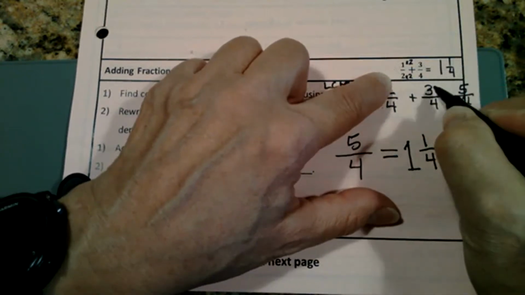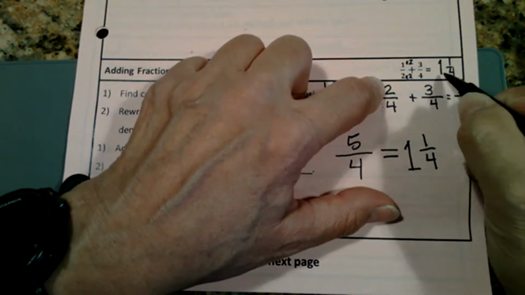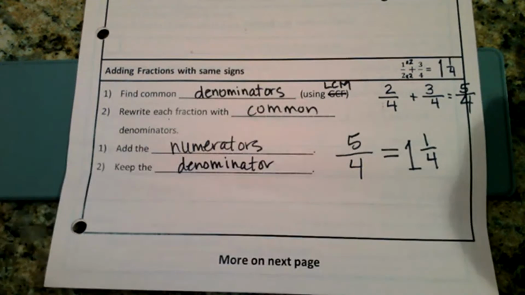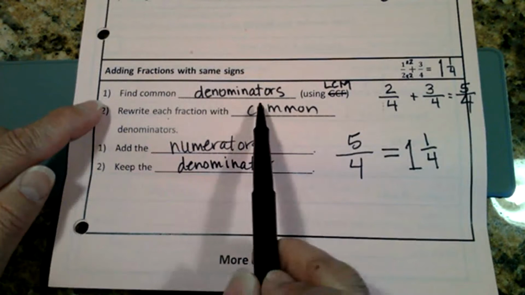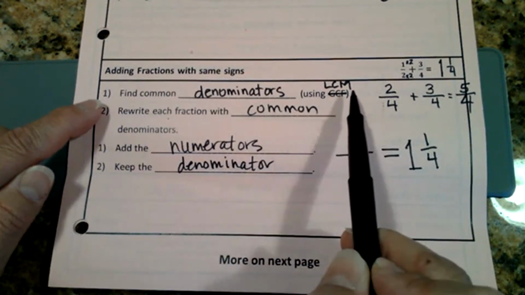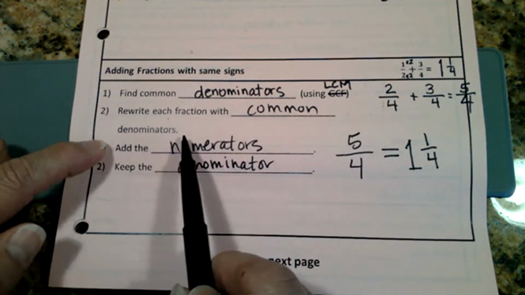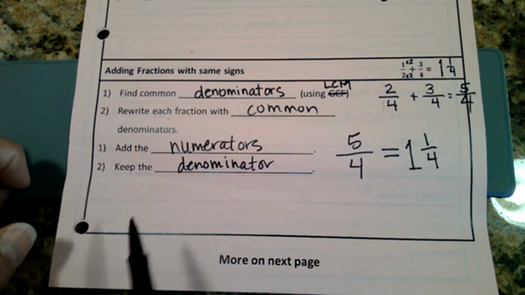They were the same signs, positive and positive. So we just add them together and keep the same sign, so the answer is also positive, okay? So adding fractions with same sign: find common denominators using the least common multiple, rewrite each fraction with common denominators, and then add the numerators and keep the denominator.